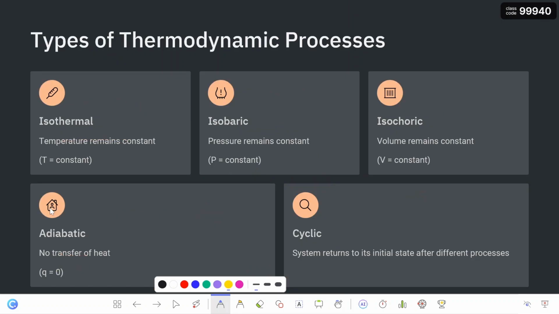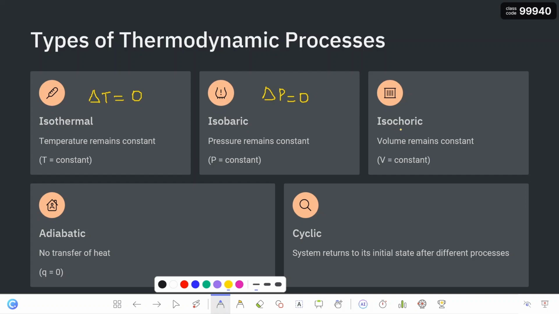Next one is different types of thermodynamic processes, like isothermal. In an isothermal process, temperature remains constant. So the temperature does not change, which means we can write delta T is equal to 0. Next one is isobaric. In this case, pressure remains constant. That means delta P will be equal to 0.